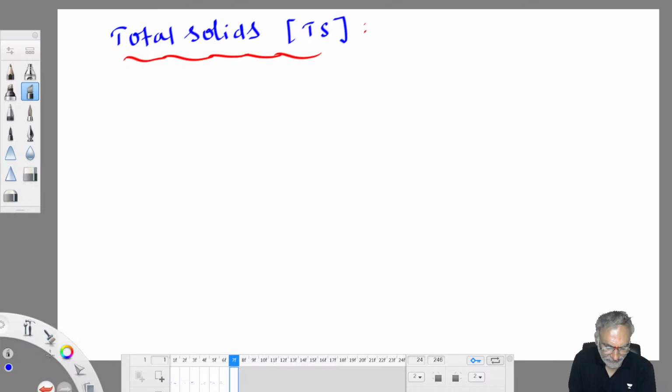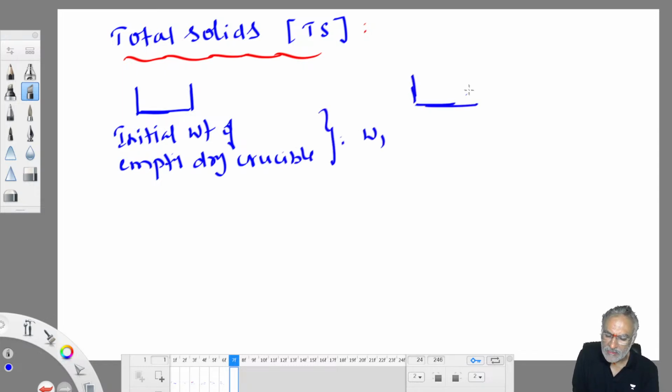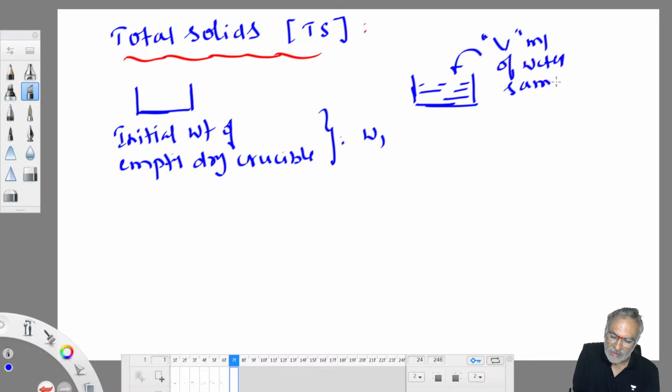So total solids. To work out these total solids, what we do is we take a crucible and measure its initial weight. So we measure the initial weight of the empty dry crucible. Let it be W1. We draw some known volume of water sample into this crucible. V ml of water sample we draw into this crucible.